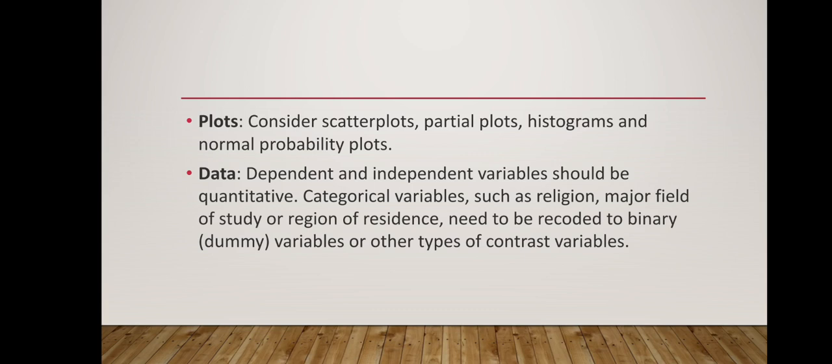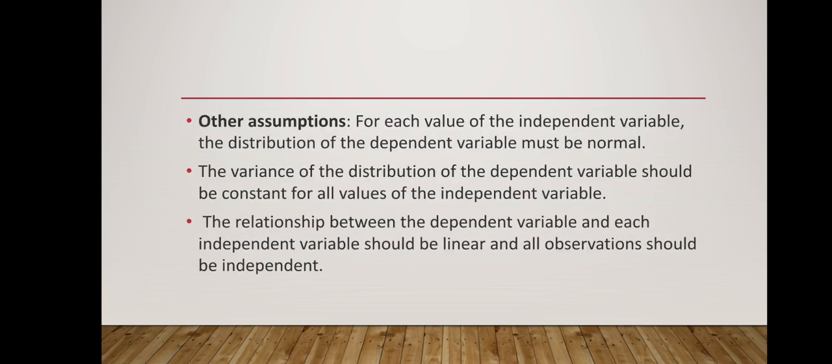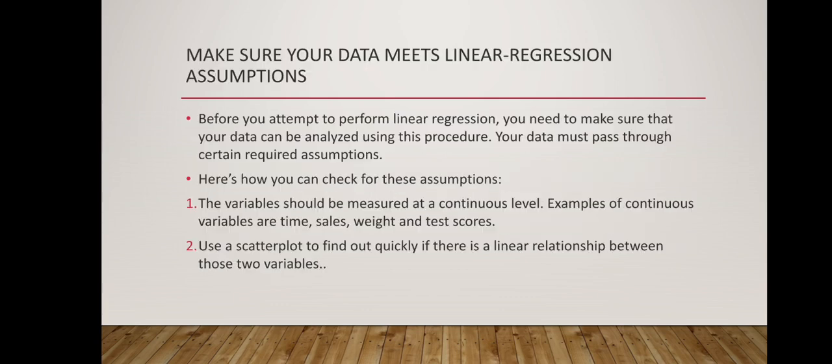Data: dependent and independent variables should be quantitative. Categorical variables such as religion, major field of study, or region of residence need to be recoded to binary variables or other types of contrast variables. Other assumptions: for each value of the independent variable, the distribution of the dependent variable must be normal. The variance of the distribution of the dependent variable should be constant for all values of the independent variable. The relationship between the dependent variable and each independent variable should be linear and all observations should be independent.